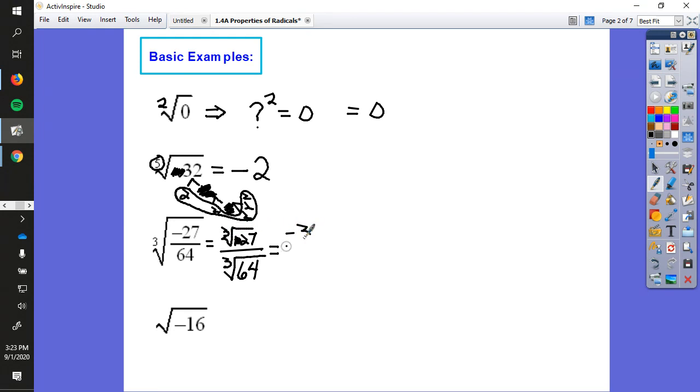And so 3 cubed gives me 27. Then we do the same thing with 64. What cube gives me 64? And you can break it down or you can trial and error, but the answer is 4, so -3/4. So everything's working out really nice so far.